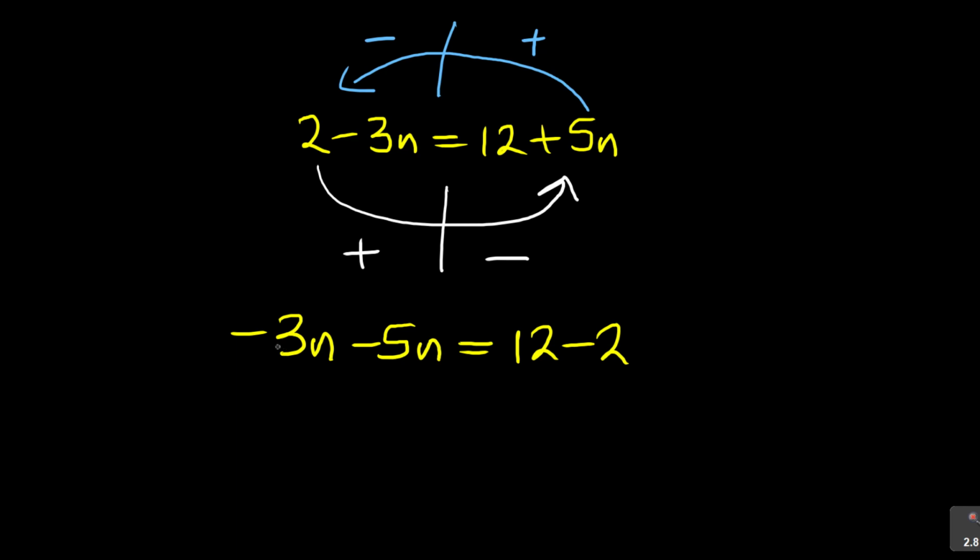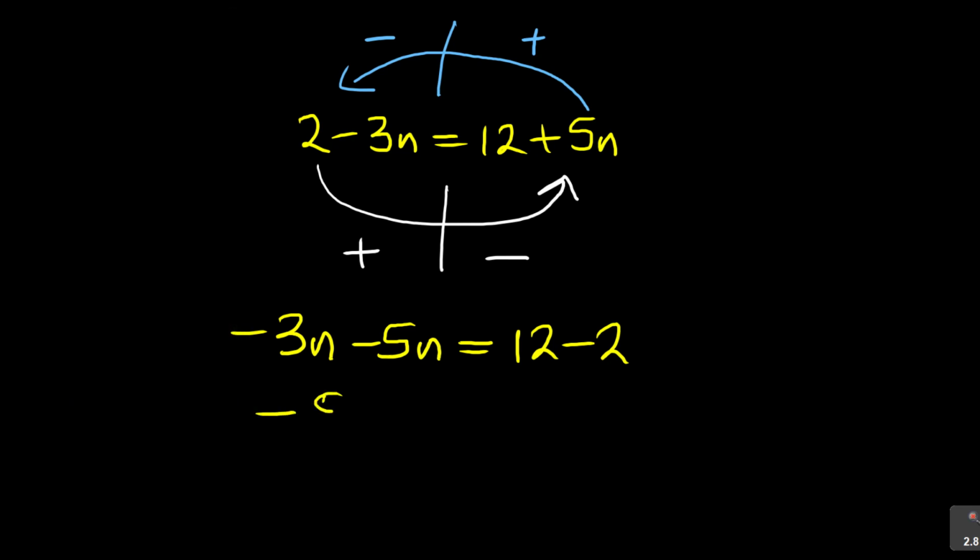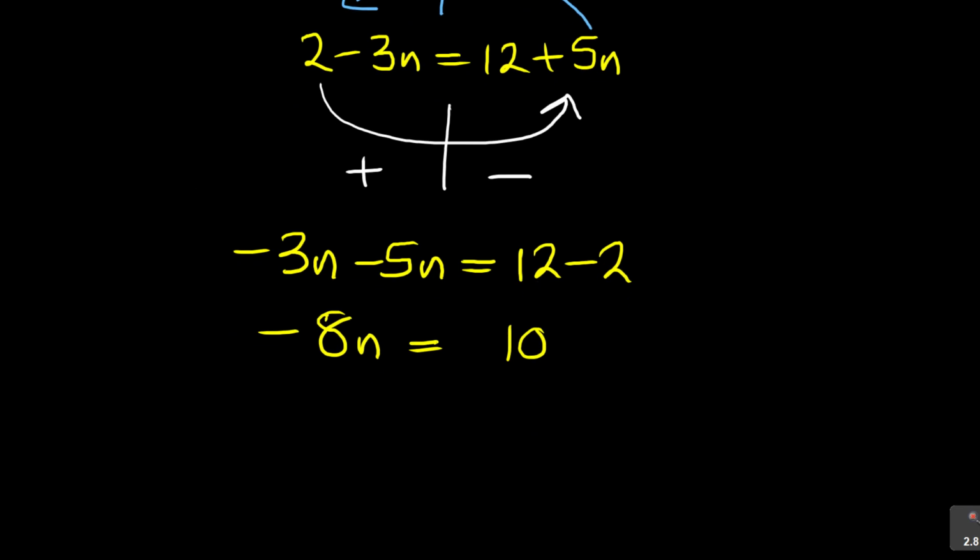Then, as I said, rely on the calculator here. Test with the calculator. What is minus 3n minus 5n? If you see minus 3 minus 5, it's same as saying 3 plus 5. You add but keep the sign. Alright, so it's negative 8, but test it with the calculator. There it is, minus 3 minus 5, it's minus 8. What about 12 minus 2? 12 minus 2 is what? It's 10. So here is minus 8n is equal to 10. Now, look at this. Very important.